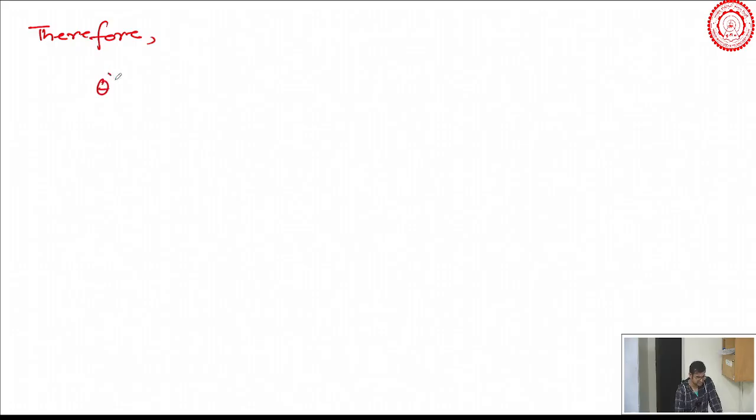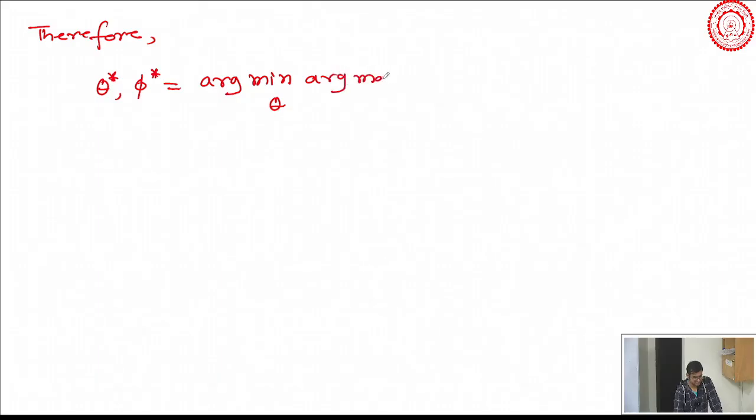Therefore, theta star, phi star is equal to arg min with respect to theta, arg max with respect to phi, V, and now I'll write it as a function of theta and phi.